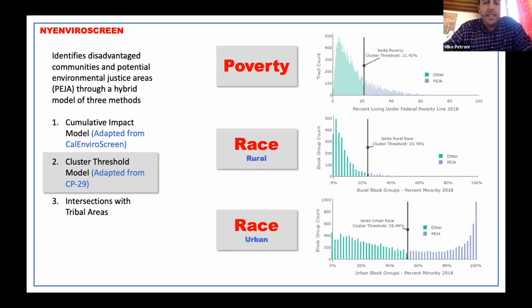This is just a continuation of the CP29, and it's based on the percentage of individuals of a non-white race in either rural or urban block groups, and it's related to the number of individuals living underneath the federal poverty line.